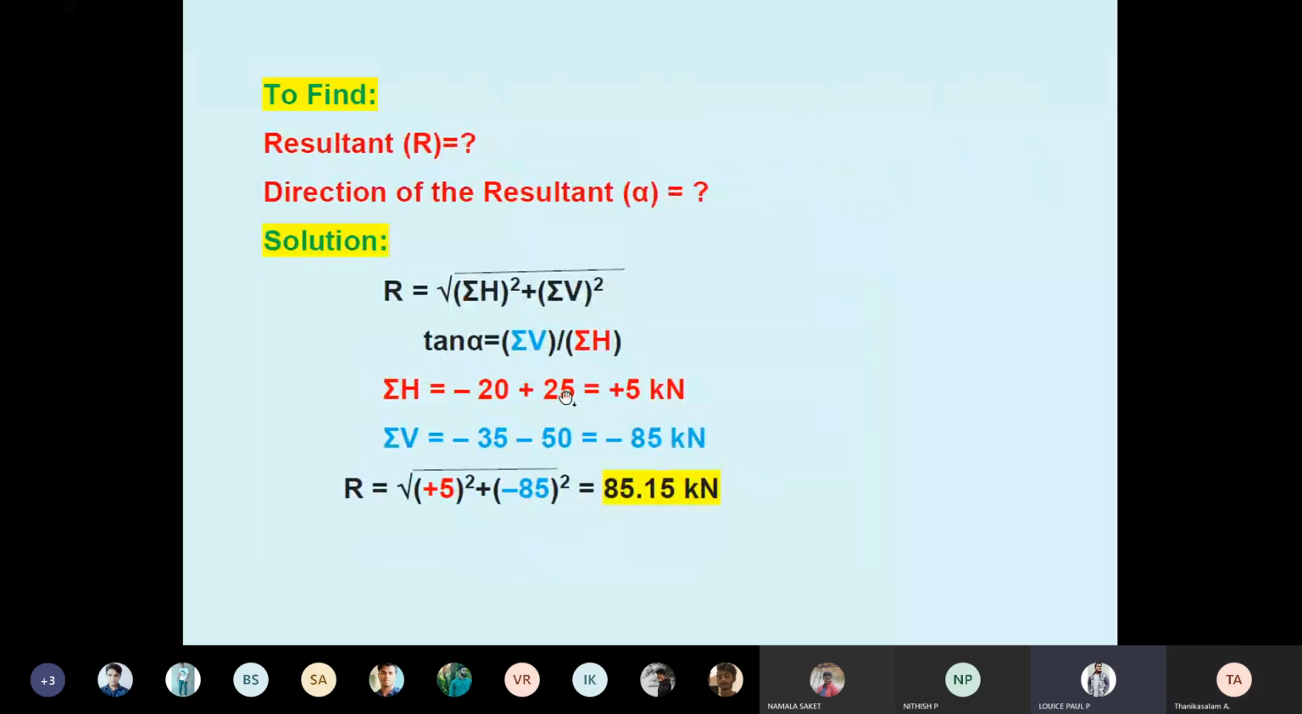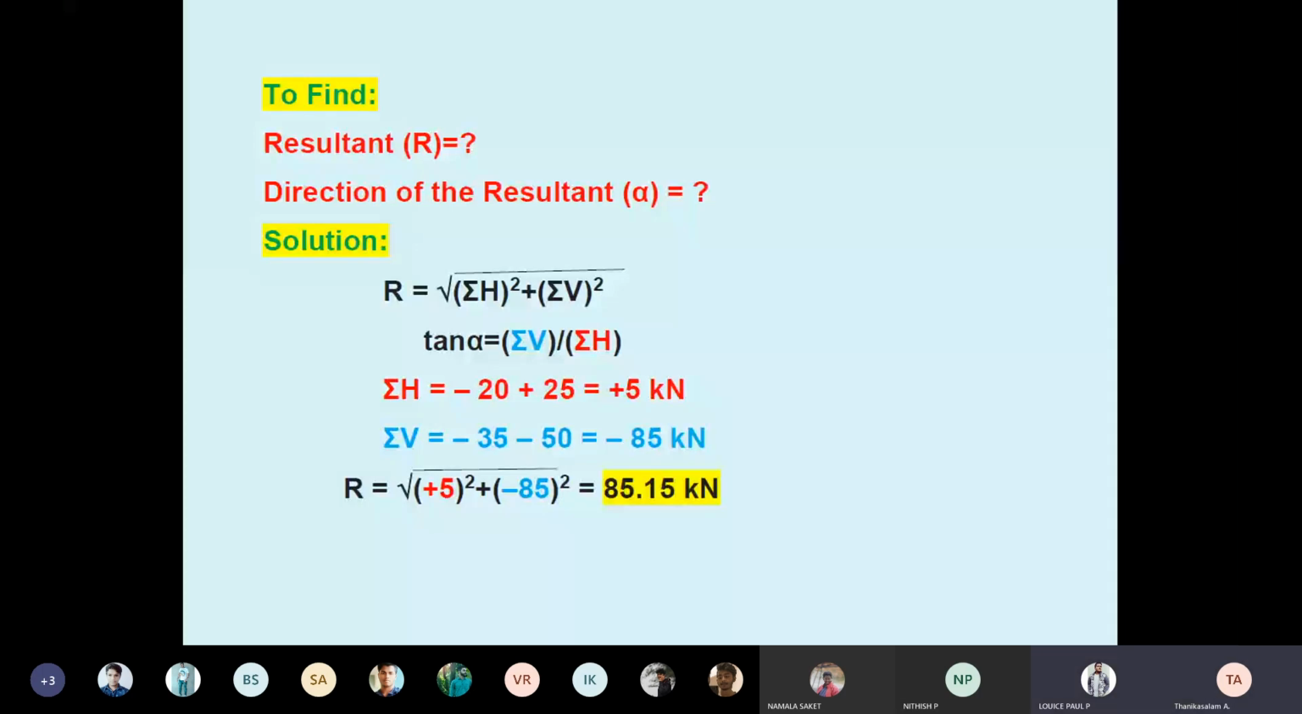We have the formula root over summation H square plus summation V square. See, what is summation H? Adding all horizontal forces. Summation V means adding all vertical forces. That's why I represented Fx, Fy. Summation H means adding all horizontal forces, summation V means all vertical forces.